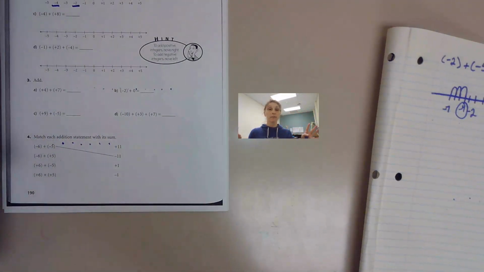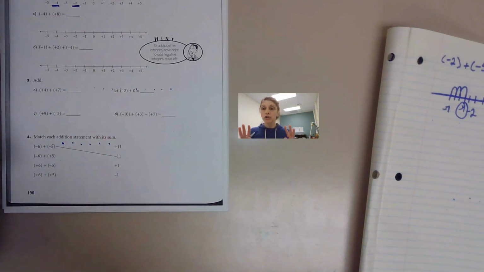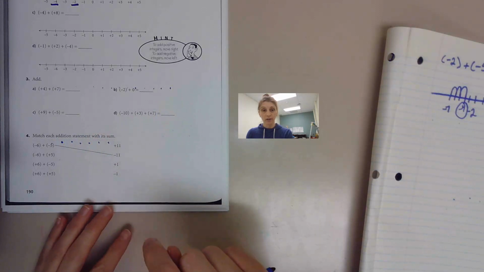If you want to use a number line, a vertical number line or a horizontal number line, do it. Okay? Whatever makes sense to you to get your answers. This is on you though. You're doing that on your own.